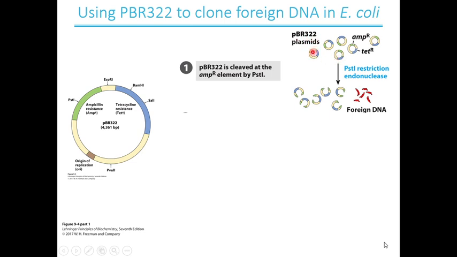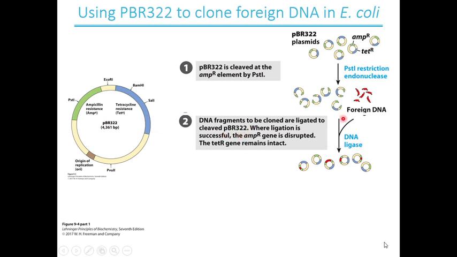pBR322 plasmids are cleaved by the restriction endonuclease PstI, which is present at the ampicillin resistance element. The same endonuclease is used to cleave foreign DNA of one's choice. This results in these cleaved fragments. Remember, when we use PstI, the ampicillin resistance is lost.